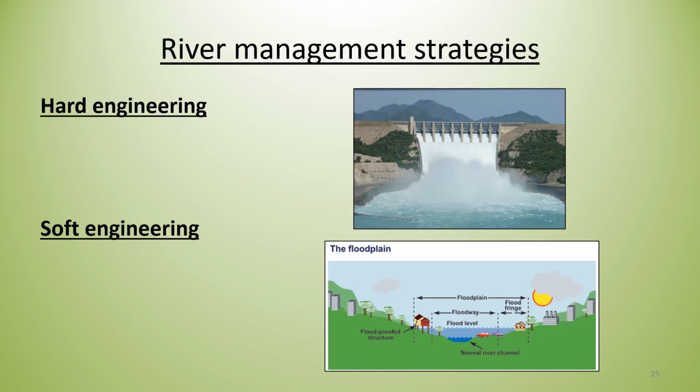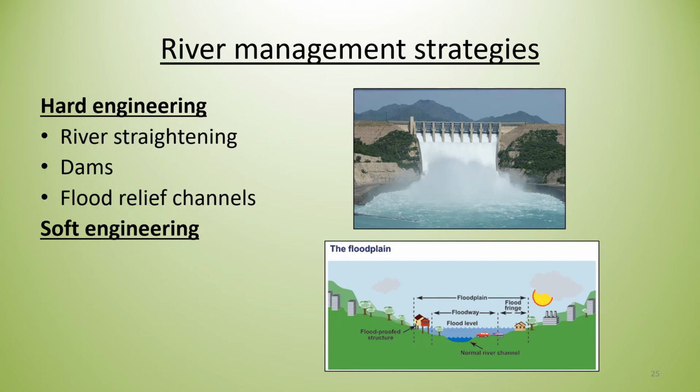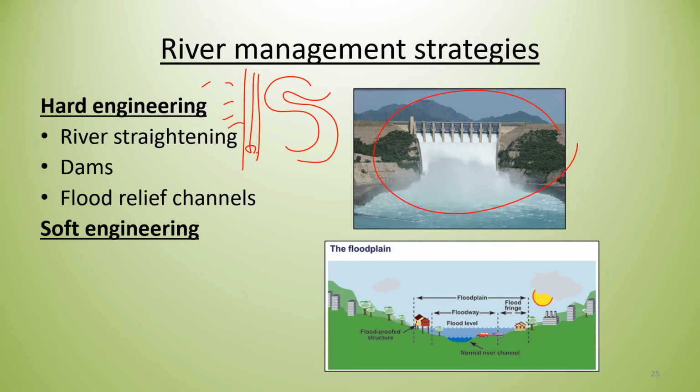Hard engineering strategies we can put in place to stop rivers from flooding include river straightening, because if there's a river meandering like this, if we cut out that meander and make it straight, the water will flow much quicker away, therefore not flooding the land either side. We can build a dam like this to hold back the water, so if there has been a lot of rainfall, it doesn't come flooding down. And finally, flood relief channels.